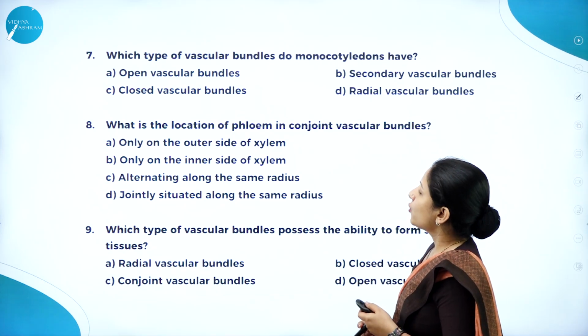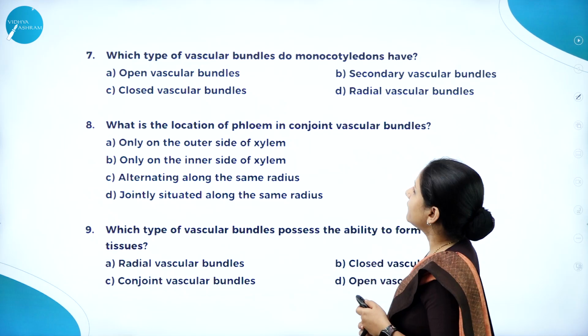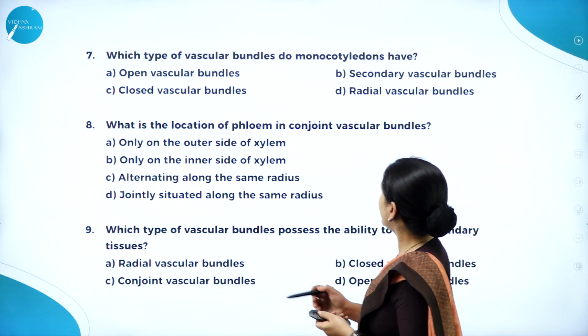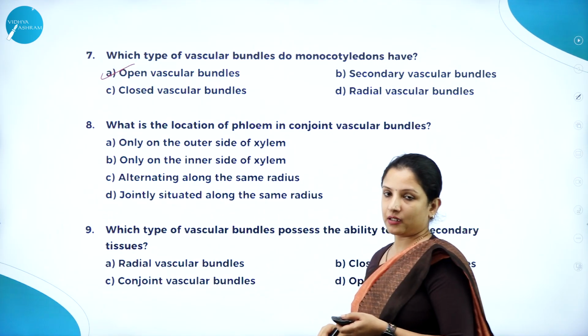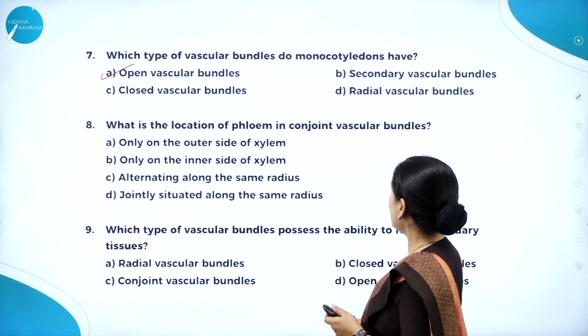So next question, which type of vascular bundles do monocotyledonous have? Do they have open vascular bundle, secondary vascular bundle, closed vascular bundle, or radial vascular bundle? So monocots have open vascular bundle. So usually monocotyledons, they have open vascular bundle.